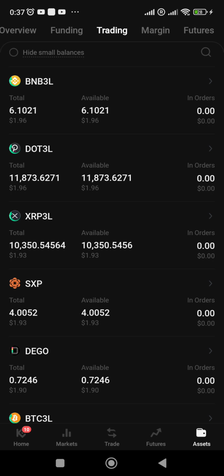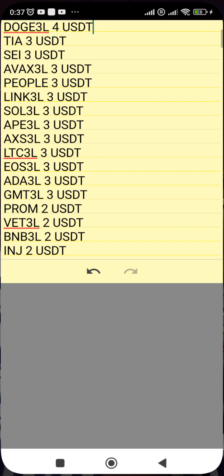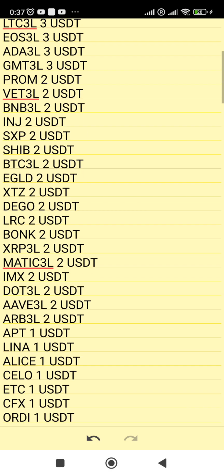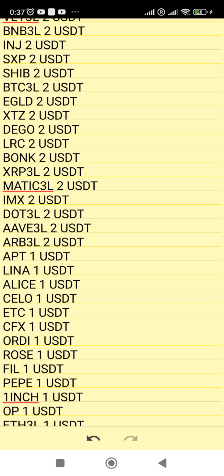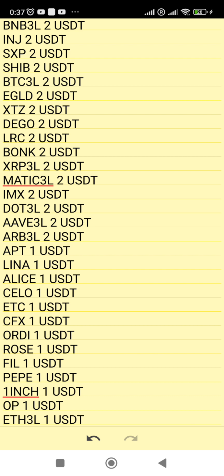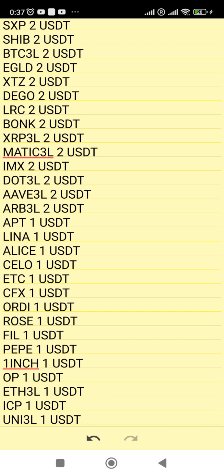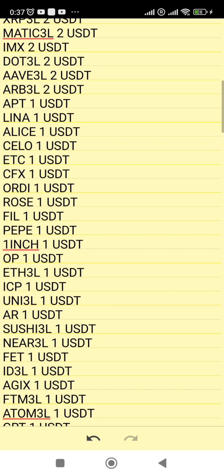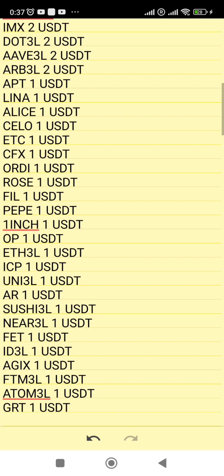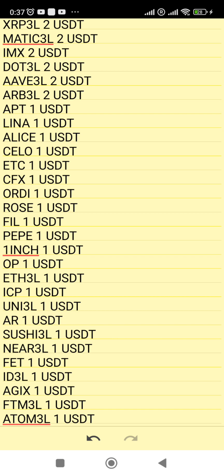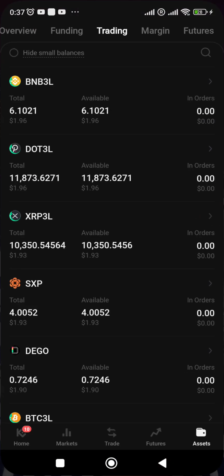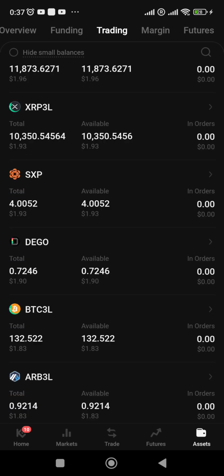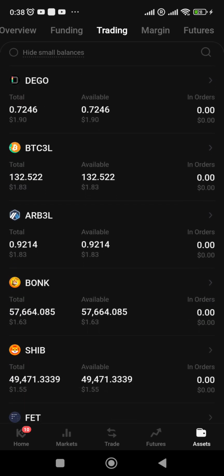BNB, XRP, SXP. BNB is 2. SXP is 2. Dot and XRP, that's what is left. Dot is down here. Dot is 2. XRP is 2. Okay, all of them are supposed to be 2. They're ranging between 1.96 and 1.93. That's still fine. I will neither buy nor sell.